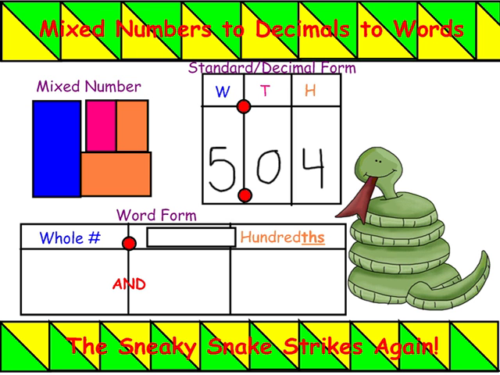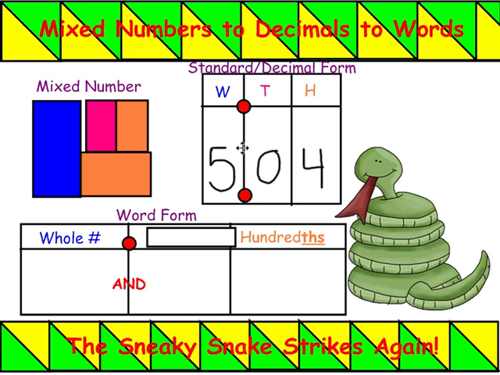I chose a number that generally gets us stuck, that we have problems with. I chose 5 and 4 hundredths. This 0 is a seat saver. We don't say 0 tenths, 4 hundredths. We put them all together and say it at the end: 5 and 4 hundredths. Now let's take that and put it in word form.